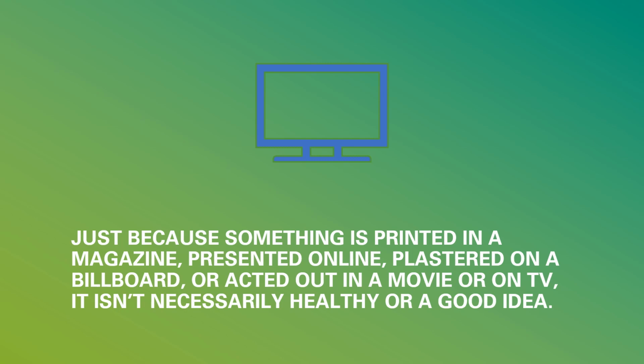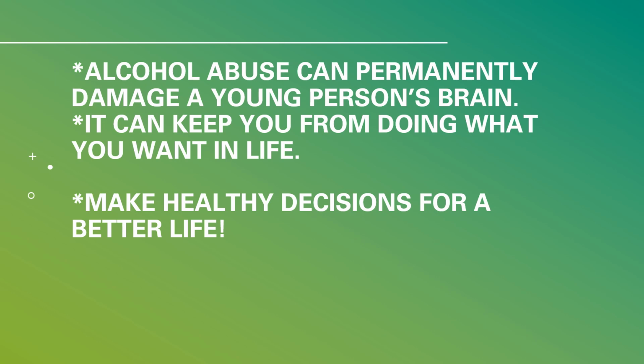So as a smart, media literate consumer, so knowing how to read the media, you can see beyond the images and the messages because you know the truth about the harmful effects of alcohol. Alcohol abuse can permanently damage a young person's brain. It can be a roadblock that keeps you from doing what you want to do in life. So your understanding of the effects of alcohol and the negative consequences of its abuse will help you make healthy decisions about alcohol, and your understanding of how advertising works will help you filter messages inconsistent with your goals. So make healthy decisions for a better life.